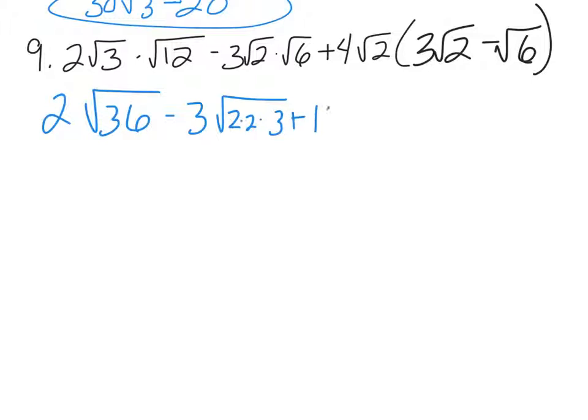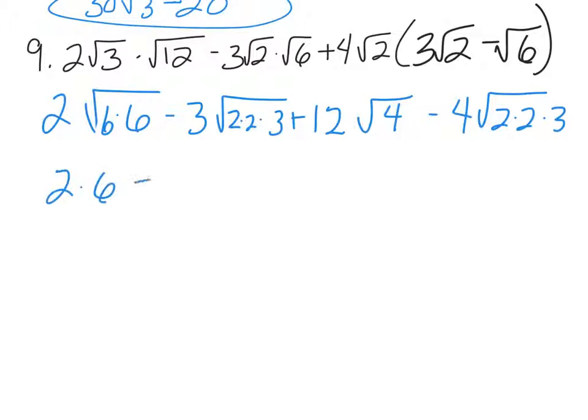Okay, 4 times 3 is 12, square root of 4, and 4 square root of, okay, that's going to be 12 again, so I'm going to do 2 times 2 times 3 again. Okay, I should have written this one as 6 times 6, so that's what I'm going to do. Okay, so square root of 36 is 6. Square root of 2 squared is 2. And I have a square root of 3 left.